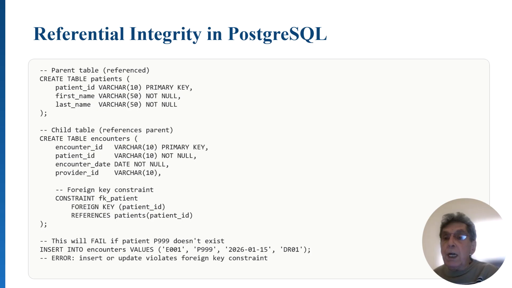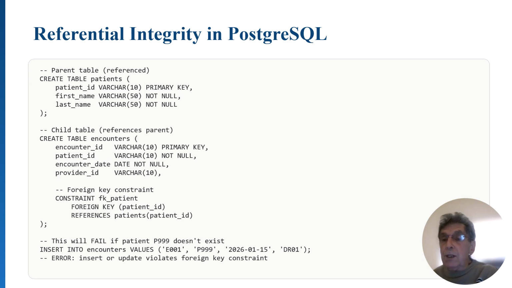Let's implement referential integrity in Postgres. First, we create the parent table, the one being referenced. Patients is our parent table with patient ID as its primary key. Then we create the child table, the one that references the parent. Encounters has its own primary key, encounter ID, and a foreign key, patient ID, that references the parent. The foreign key constraint specifies the relationship: foreign key, patient ID, references, patients, and the column patient ID. This tells Postgres the patient ID in this table must match the patient ID that exists in the patients table.